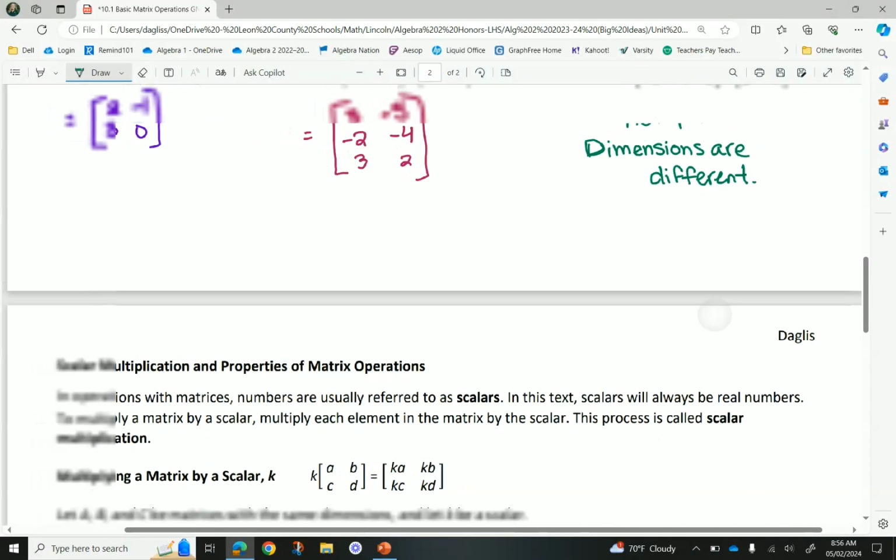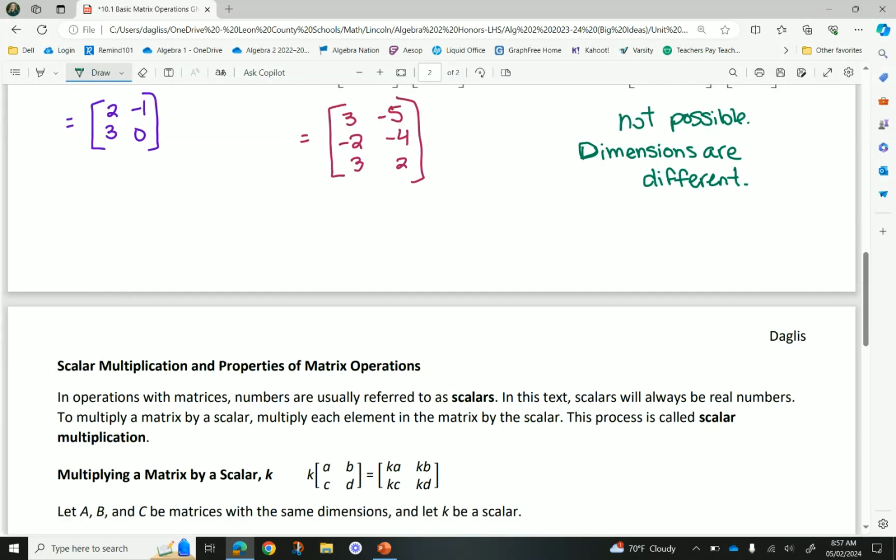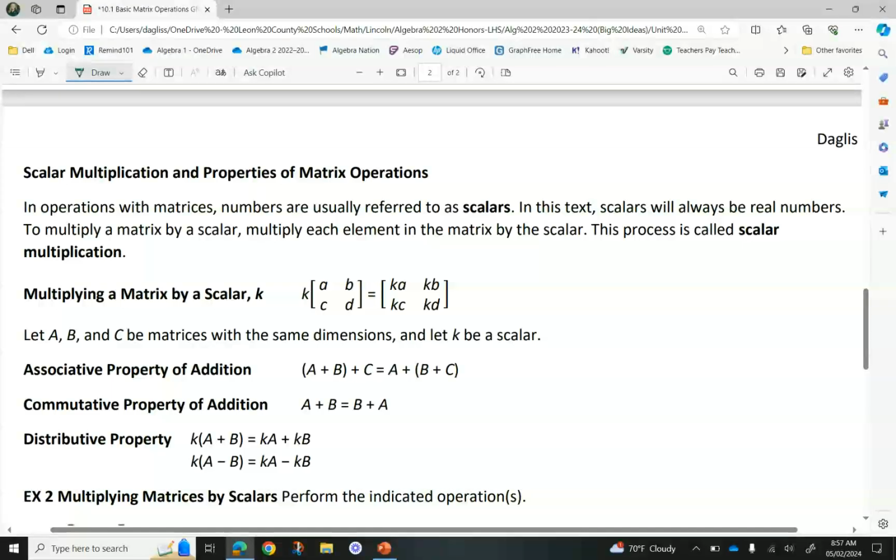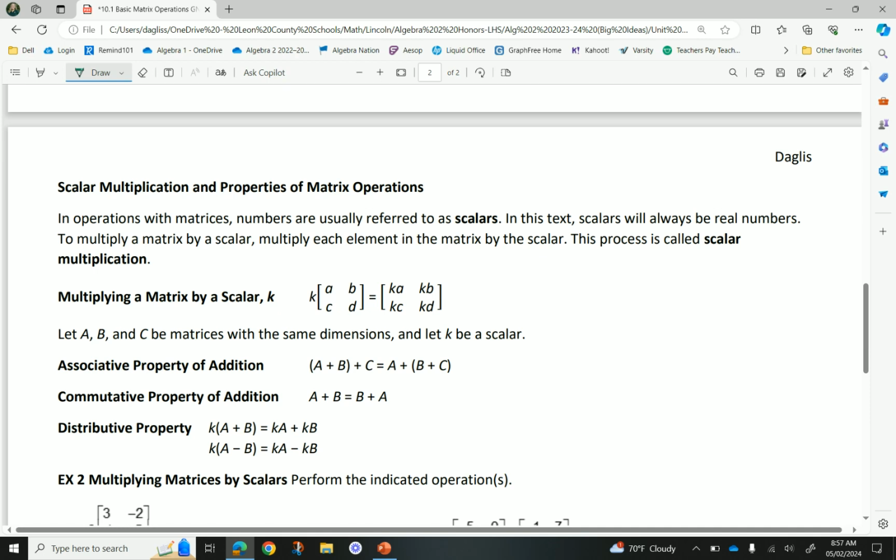You might have remembered that word, scalar. Do you remember that from maybe vertical stretches and compressions? We had a scalar factor. Maybe? No, never heard that word? Okay. Well, a scalar multiplication is when you just multiply by a number out front. It's just distributing by multiplication to each piece. In operations with matrices, numbers are usually referred to as scalars. In this text, scalars will always be real numbers, so we're not going in the imaginary world. To multiply a matrix by a scalar, we just multiply each element in the matrix by the scalar out front. So we just apply it through everything.